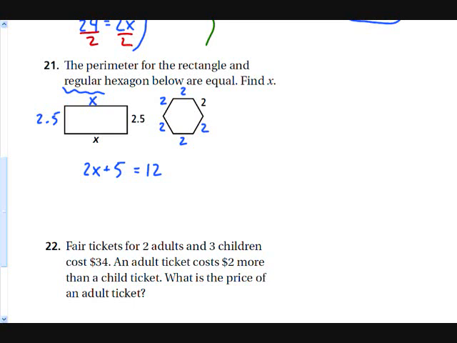Now I have a very simple equation to solve. I found the perimeter of each, and now I just have to subtract the 5 from each side. So I end up with 2x equals 7. And now I divide each side by 2. So I find out that x equals 7/2, which I would accept as an improper fraction. However, if we look at our problem, the 2.5 is written as a decimal. So I would probably convert this to a decimal and call it 3.5. Okay?